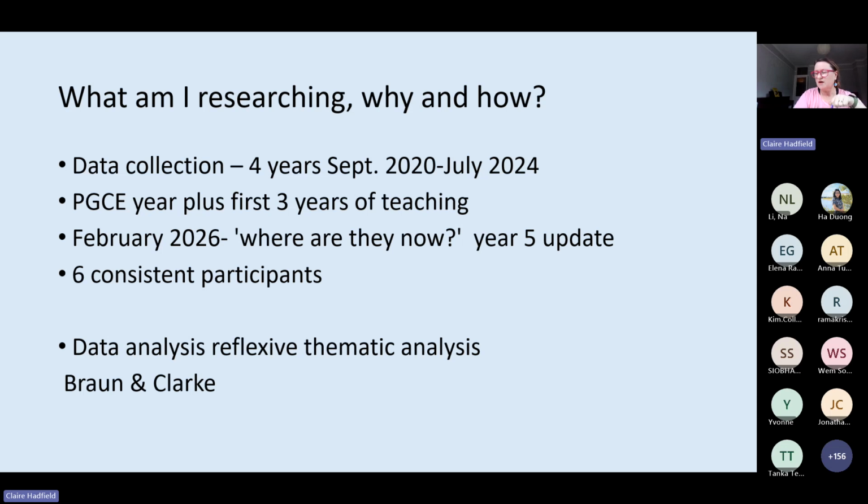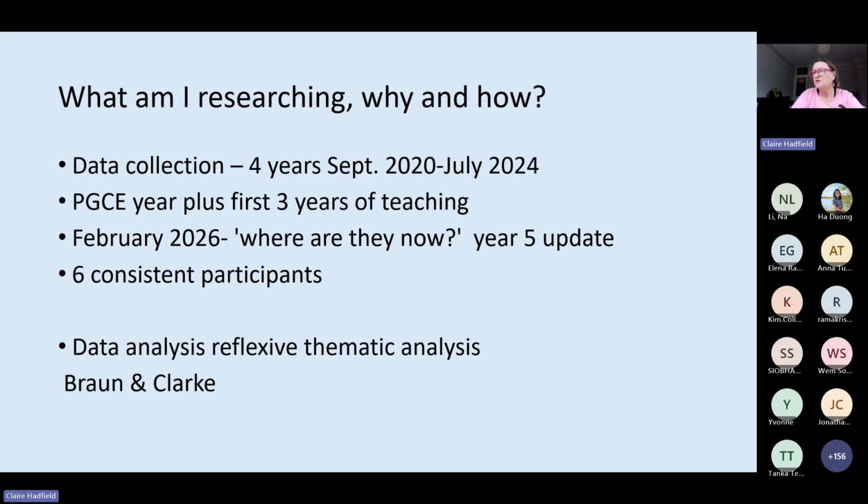So I followed my participants for 4 years in total. The PGCE year, the 2 years that they were following the early career framework, and then 1 more year, until the end of their 3rd year in teaching. I've also, and I'll come back to this, just done a 5-year update using pen portraits, which I'll talk about later, as a way of adding in a where are they now section into my data.